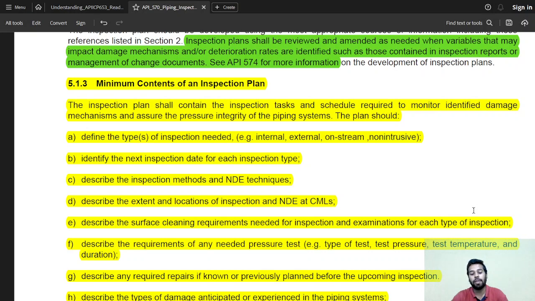Next, you also have to define what the next date of inspection should be at the inspection itself. So if I'm doing an inspection today, I also need to mention what the next date of inspection should be for the same equipment. Describe the inspection method and non-destructive testing required. Describe the extent and location of the inspection and NDE at CMLs, that is, what types of non-destructive testing methods are required at different condition monitoring locations. Okay. Describe the surface cleaning requirements needed for inspection and examination of each type of inspection. Describe the requirements of any pressure test that is needed.